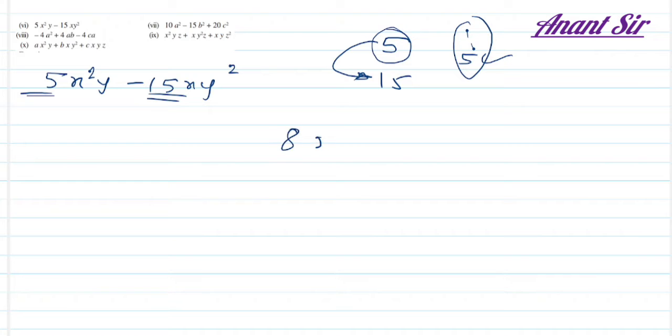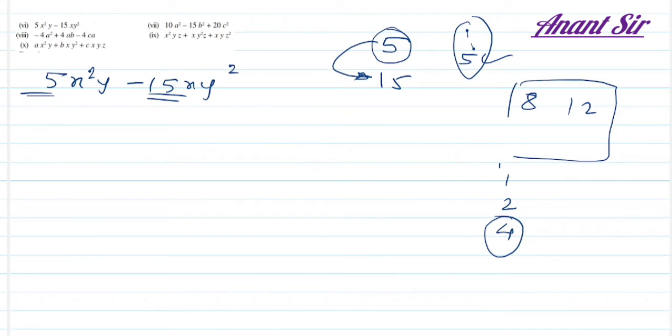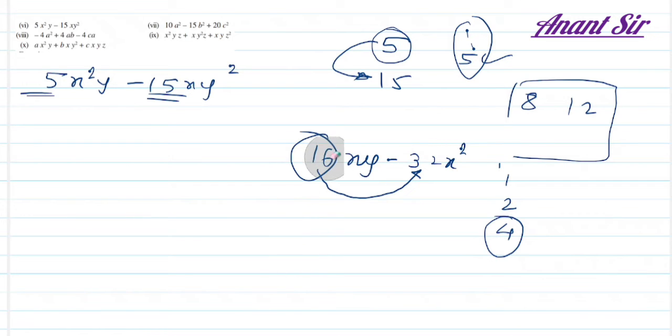If for example it is like this, 8xy minus 12xy, then 8 cannot divide 12. So in that case you have to think which is the greatest number which can divide 8 and 12. 1 can divide both, 2 can divide both, 4 can divide both. So 4 is the greatest number. But if the number is like this, 16xy minus 32x square, then you know that 32 is in the table of 16. So 16 will be the greatest number which will divide both.